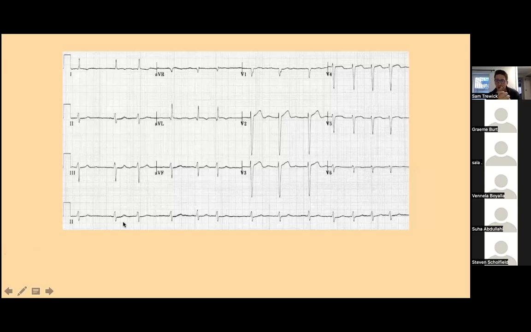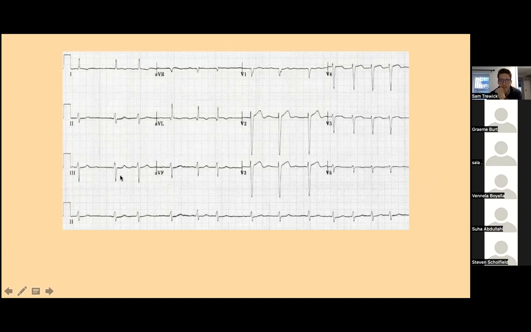And then our final ECG, is there anyone else who'd like to interpret this? Is there anyone else left? Has everyone had a go? Fine. So I'll do this one then.